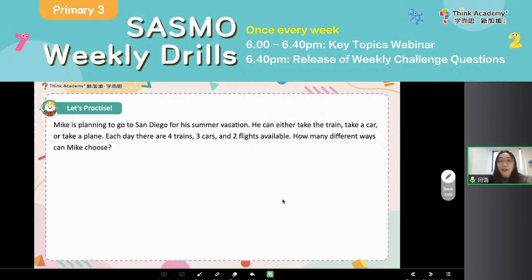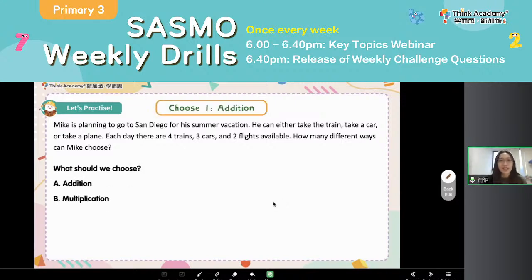So you see that firstly, we can pick 1 train, right? And then maybe you can take 1 car, or maybe you can take 1 flight. Pay attention, there is only 1 person. Can Mike take the train and at the same time take the car and at the same time take the plane? Is it possible? No. So actually you see that we just add them up together. Okay, so this is for addition. We only need to choose 1 type of transportation. So that is 4 plus 3 plus 2, which is 9. Okay.